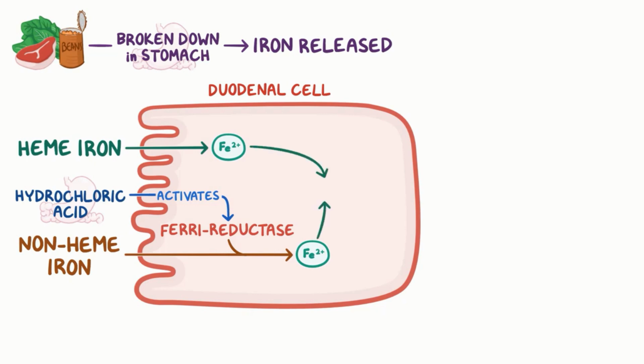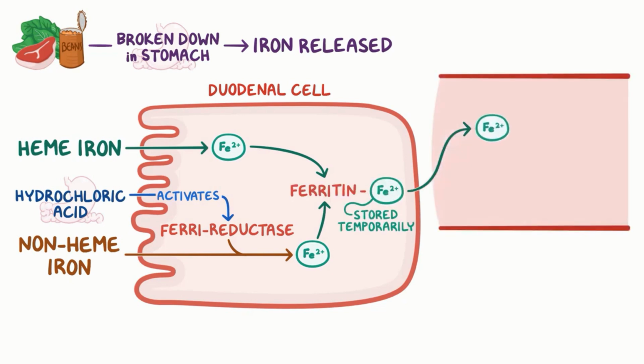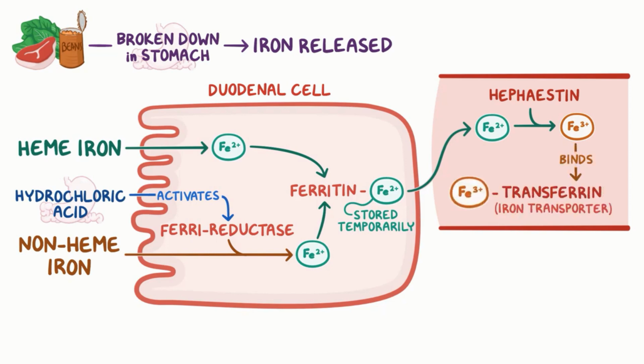Fe2+ molecules then bind to a protein in the duodenal cells called ferritin, which temporarily stores the iron. And when iron is needed in the body, some Fe2+ molecules are released from ferritin and transported into the blood, where the enzyme hephaestin converts them back to the Fe3+ state. Fe3+ molecules then bind to an iron transport protein called transferrin that carries iron to various target tissues and releases them there. Fe3+ enters these various tissue cells, where there's more ferritin that can store them for future use.